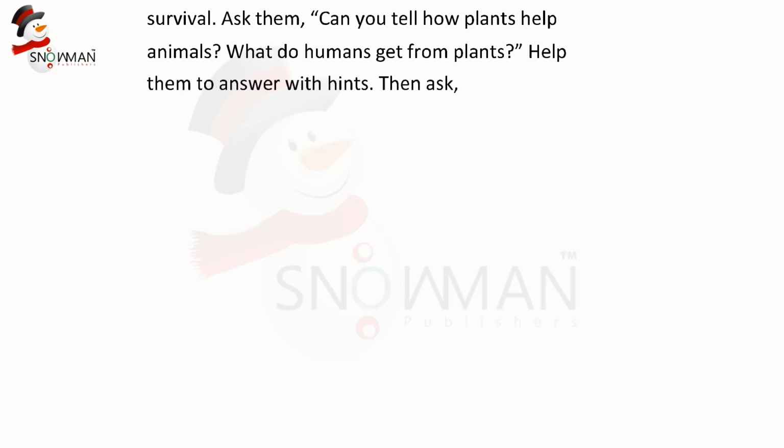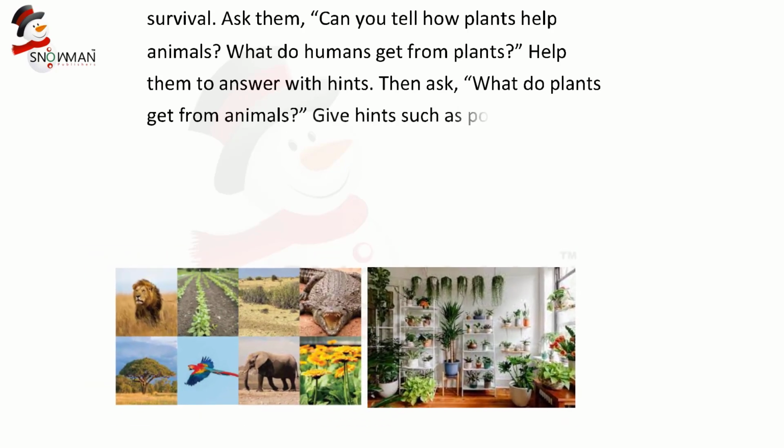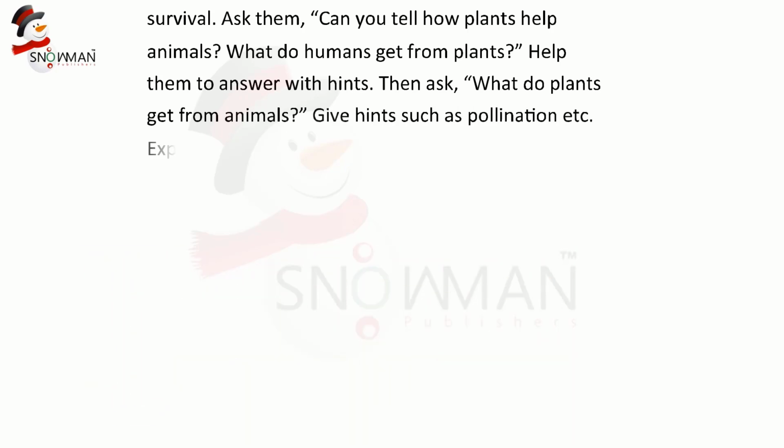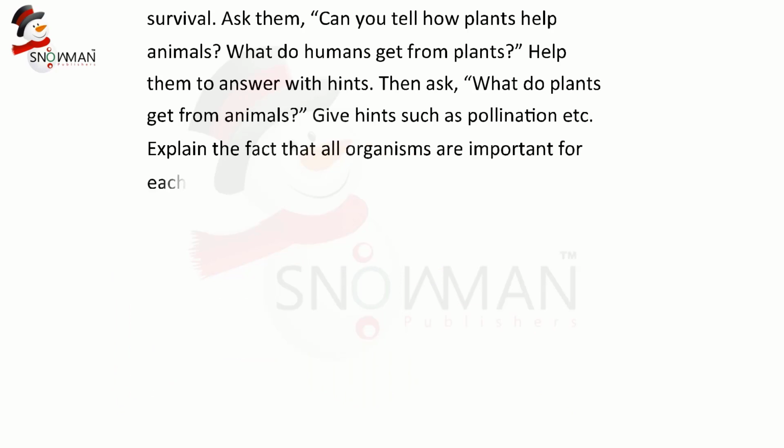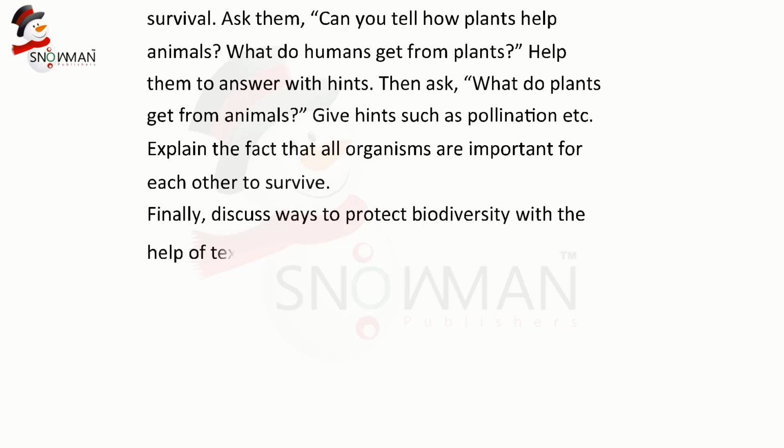Then ask, what do plants get from animals? Give hints such as pollination, etc. Explain the fact that all organisms are important for each other to survive. Finally, discuss ways to protect biodiversity with the help of textbook.